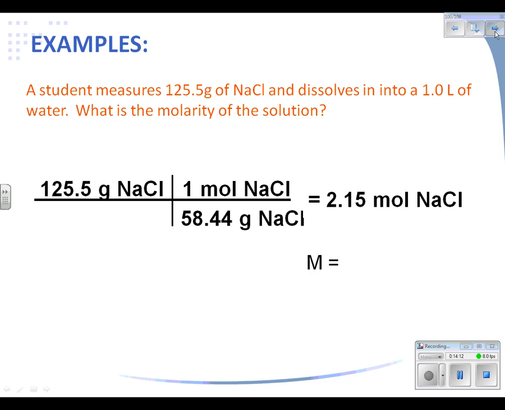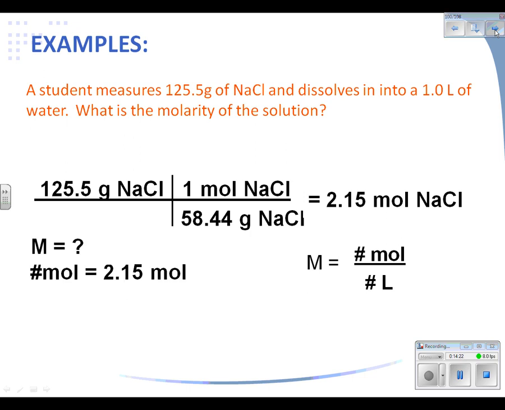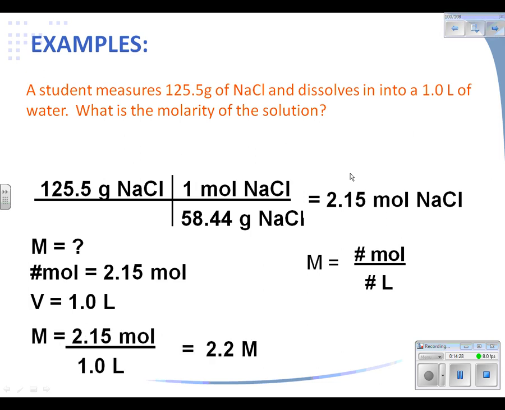So to find the molarity, we take that number of moles, the 2.15, and we divide it by our number of liters. Since our liters in this problem is just 1, then our molarity would end up being just 2.15. Now, because originally I only have 1.0, my significant digits have to be rounded to 2, so that molarity would be 2.2 molar.